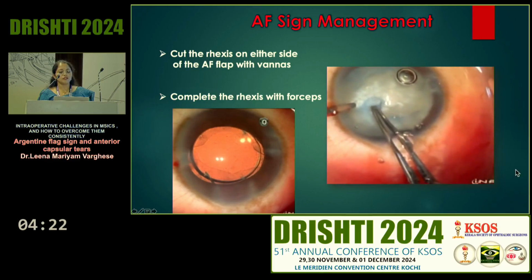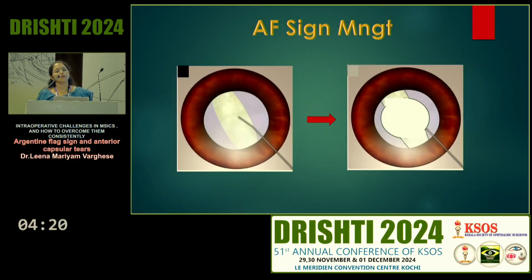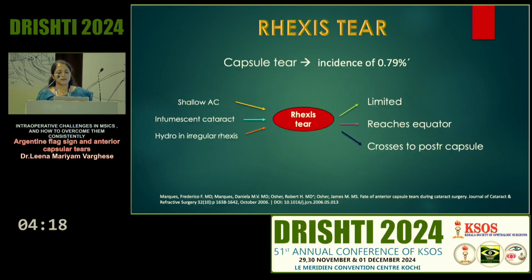So once your rhexis is done, this is how your rhexis would look. Rhexis tear: there are studies that say that for a capsule tear, there's an incidence of about 0.79%. It can occur at any stage of your cataract surgery. The tear can be limited. It may reach up to the equator. The worst part is when it crosses over to the posterior capsule.